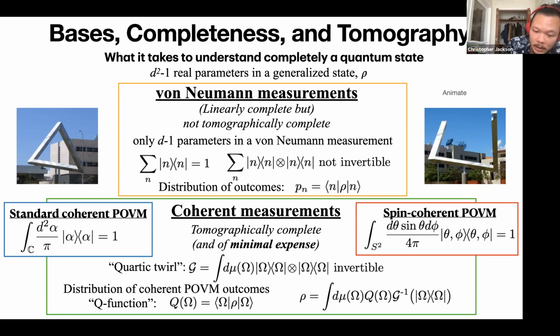So what I mean by minimal expense is, the outcomes of a coherent measurement have a special name. They're called Q functions. But taking the Q function and actually making further predictions requires you to be able to invert this kind of operator. And it's the inversion of this operator which I'm partially calling the expense. The other expensive part is, well, what does it take to actually do the measurement?